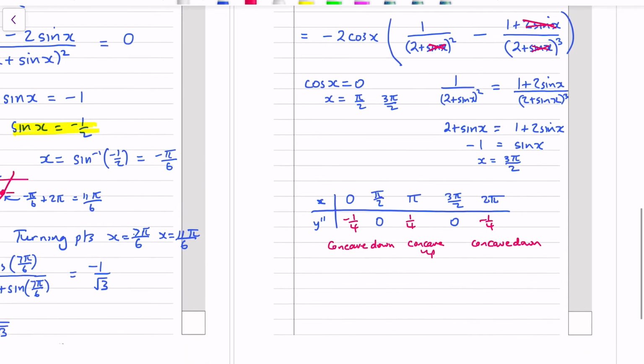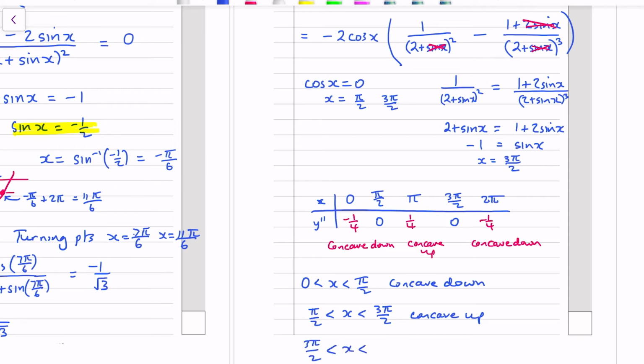Okay, so in summary, when x is between 0 and pi over 2, concave down. When x is between pi over 2 and 3 pi over 2, concave up. Second derivative is positive, and then between 3 pi over 2 and 2 pi, concave down again.